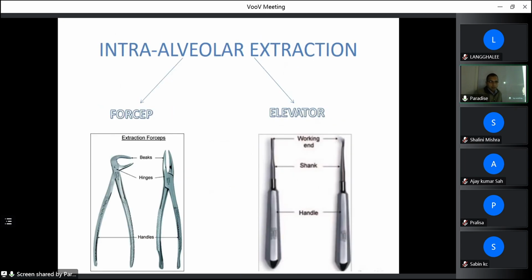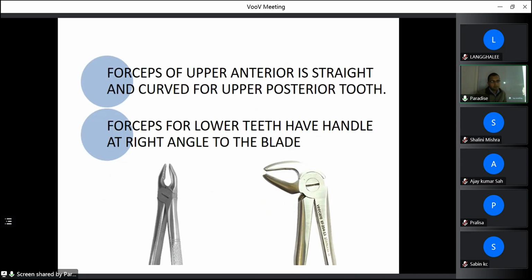In tooth extraction, the parts of forceps are the beak, hinge, and handles. In case of an elevator, it has a working end, shank, and handle. The difference between mandibular and maxillary forceps is that you have to look at the beak and handle. In maxillary forceps, the beak and handle are parallel to each other, but in mandibular forceps, the beak and handle are perpendicular.